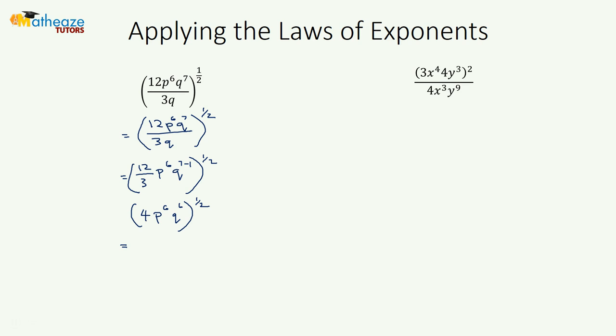So we're going to have the square root of 4 multiplied by p to the power of 6, that's p to the power of 3 because we multiply 6 by 1/2, and then also q to the power of 3. So the square root of 4 is 2, then we have 2p cubed q to the power of 3 as well.